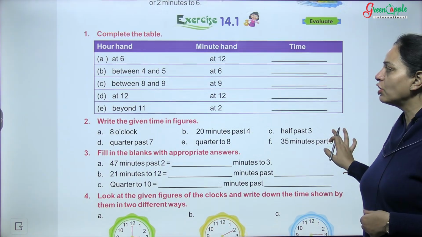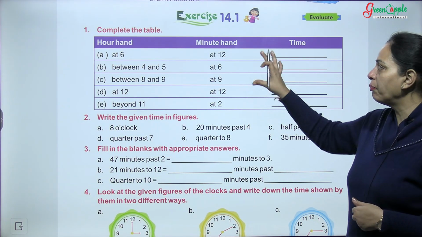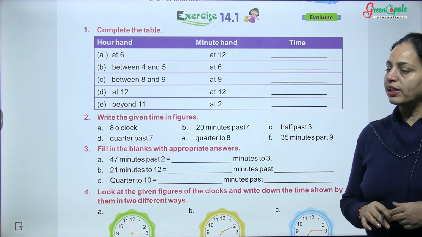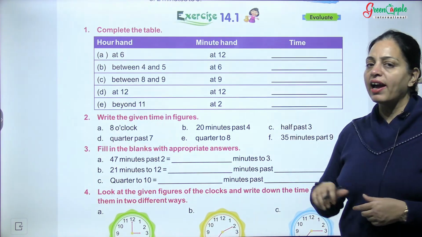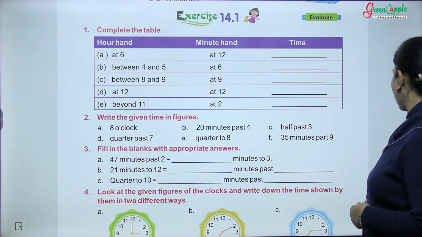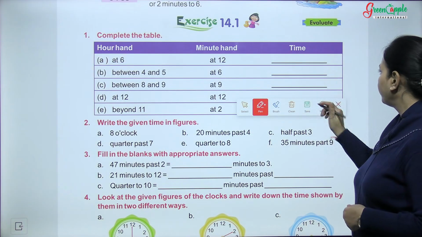So exercise 14.1, question number 1, complete this table. Hour hand given, minute hand given, and we have to tell the time. So A part, the hour hand is at 6 and the minute hand is at 12. So what is the time? Time is 6 o'clock. So how can we write it?